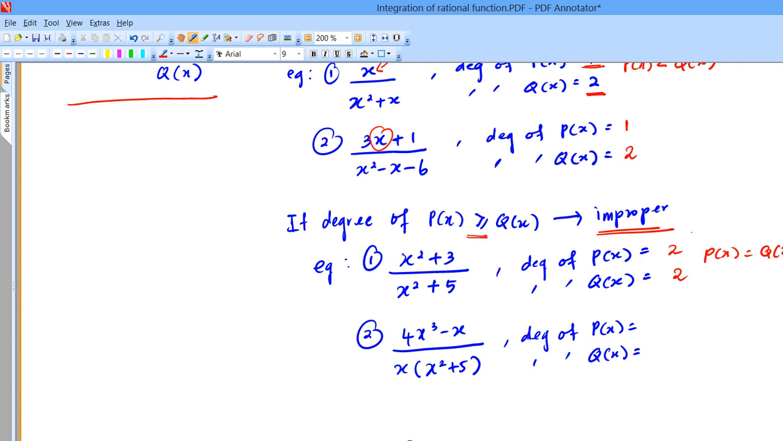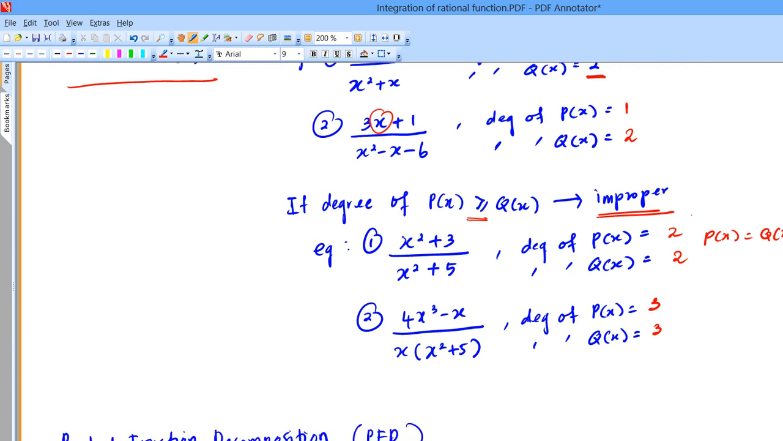Example number 2: 4x cubed minus x divided by x times x squared plus 5. The degree of P(x) equals 3, and the degree of Q(x) equals 3. This means P(x) equals Q(x), so this is an improper rational function. For this video, I will show you how to solve proper rational functions.